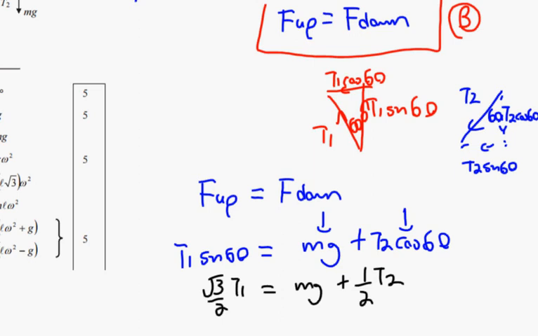They should be the other way around. You're right. Sorry, T1, what's that? T1 sine 60 and T1 cos 60. So that should be T1 cos 60, shouldn't it? Which is a half T1. Sorry, excuse me about that.